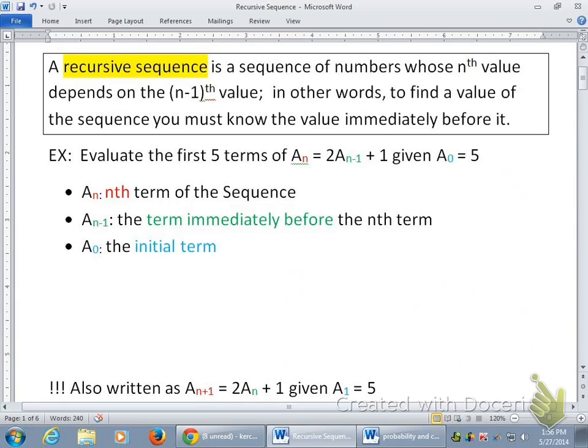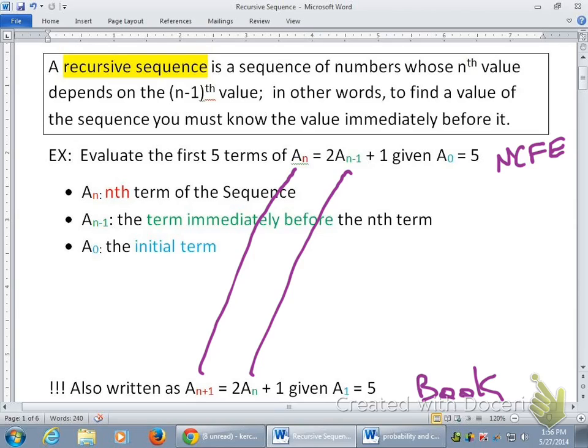Okay? Some books, I think the North Carolina Final Exam gives it this way, which is why I need you to understand how it reads this way. But I think your book gives it to you this way. And do they mean the same thing? And yes, they do. Okay? What they're trying to say, these pieces are the same, and these pieces are the same. But up here, A sub 0 stands for the initial term, and a lot of times for the initial term, we say that there's been 0 times that this has happened. And then after the first time it happens, that'd be a 1. And after the second time, it'd be a 2.